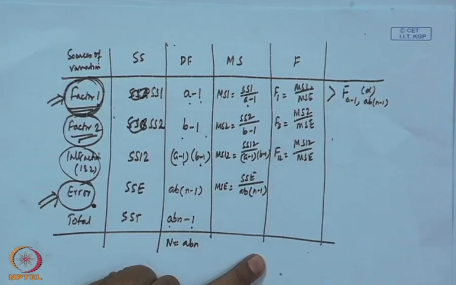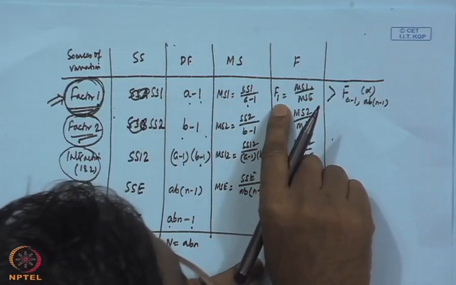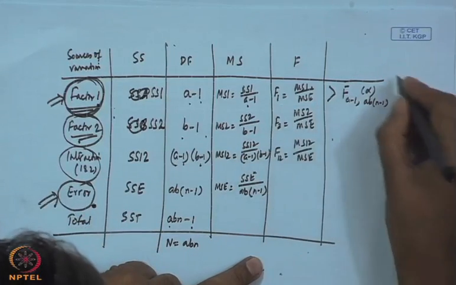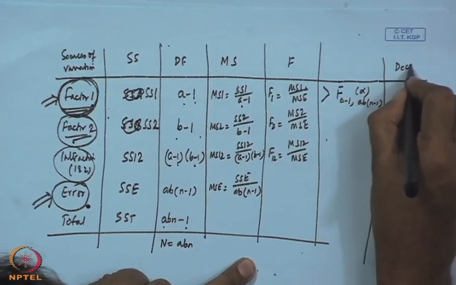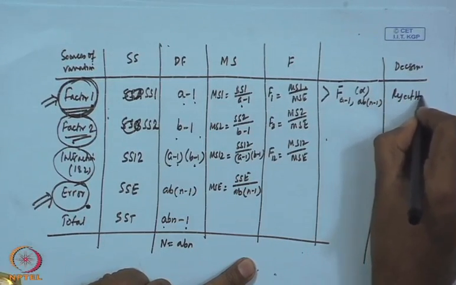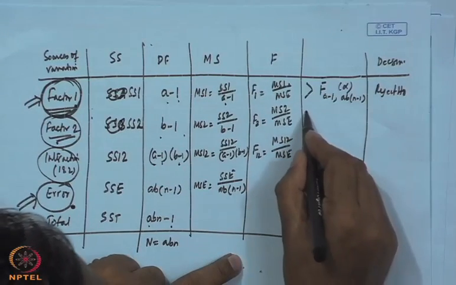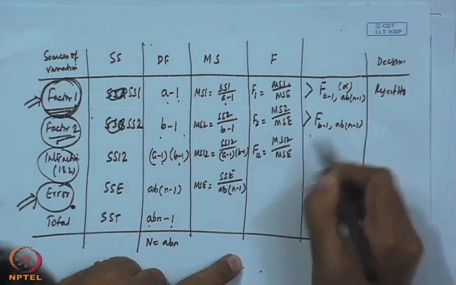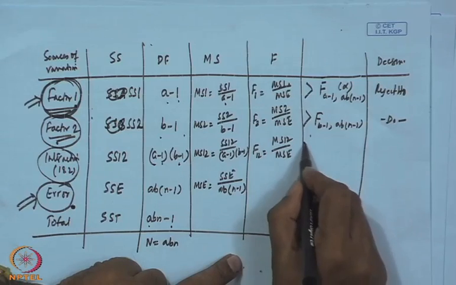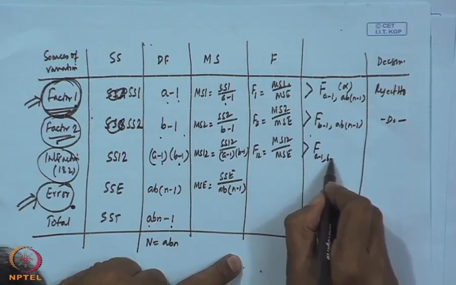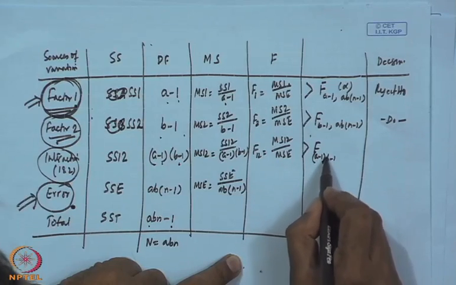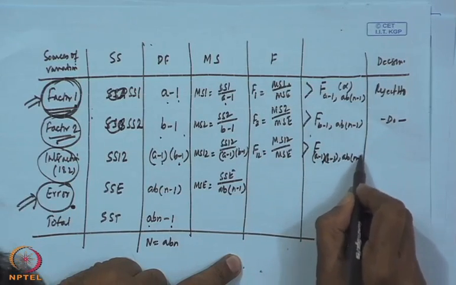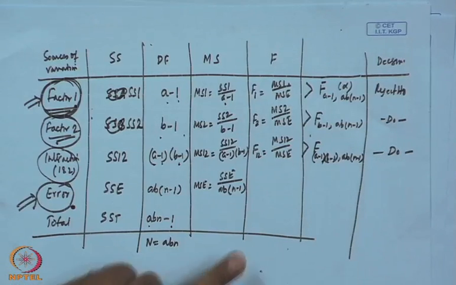If this is alpha, this is the case. So, if computed F is greater than the tabulated F, then what will be your decision? Reject H0. Similarly, for the other effects, you compare with the respective F with the appropriate degrees of freedom, (A minus 1) into (B minus 1) and AB(n minus 1), and do this. This is what is known as two-way ANOVA.